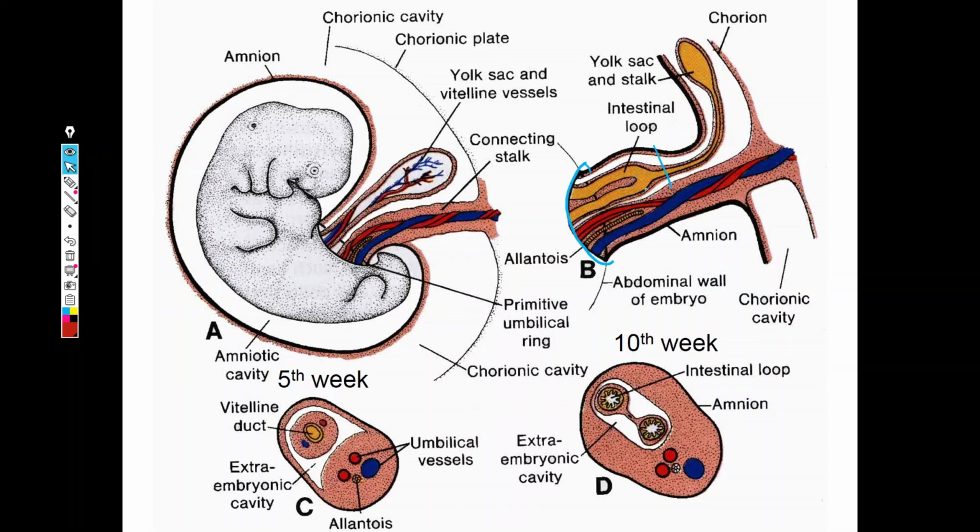Yeah, so just remember right now, in the process of reposition of the physiological herniation that's happening right now, the duct and also the yolk sac will disappear, and that's about in the 11th week.